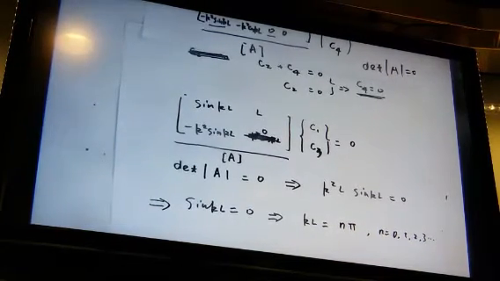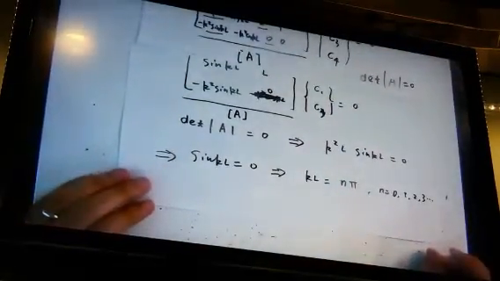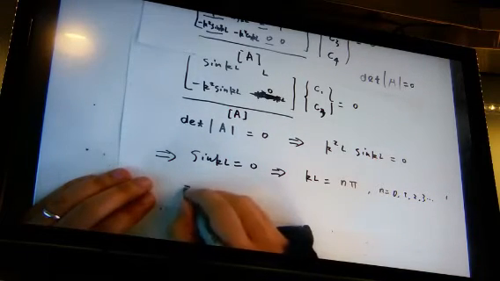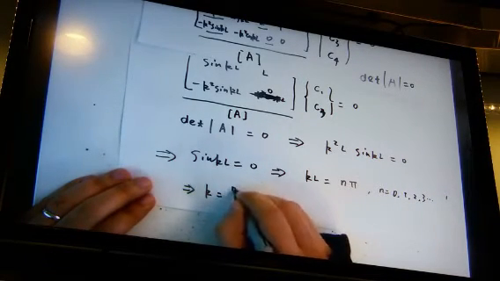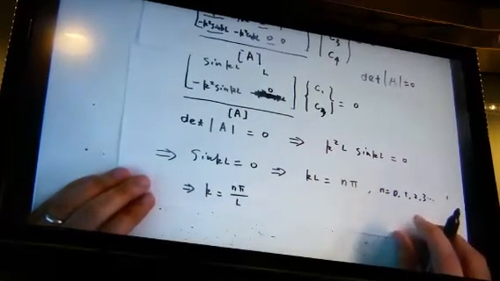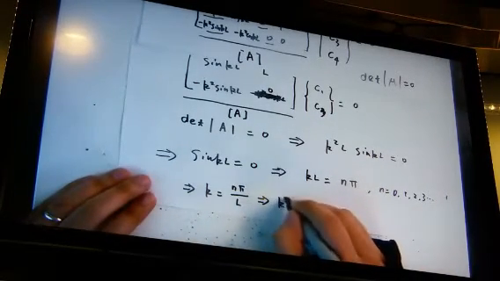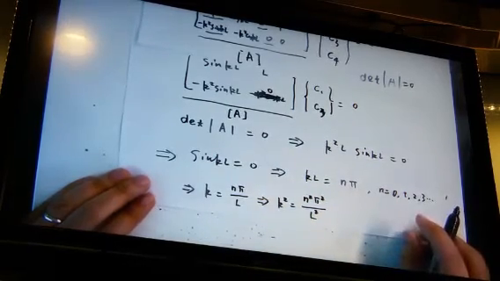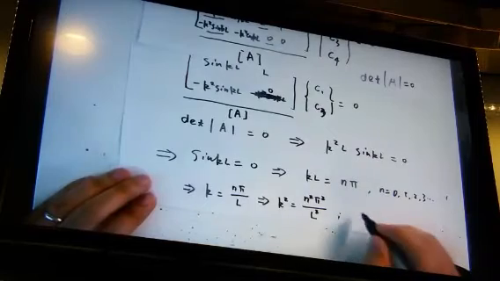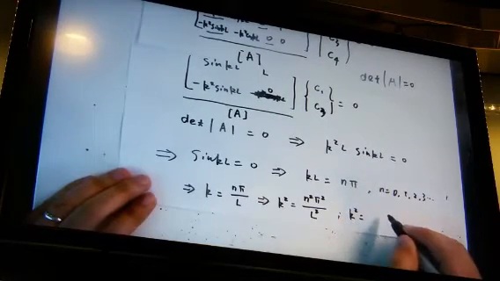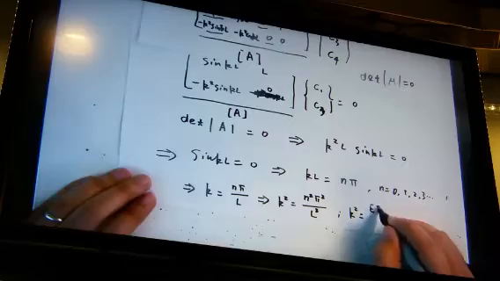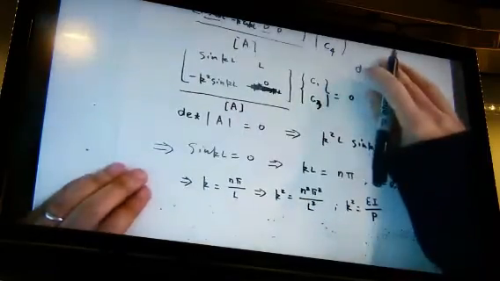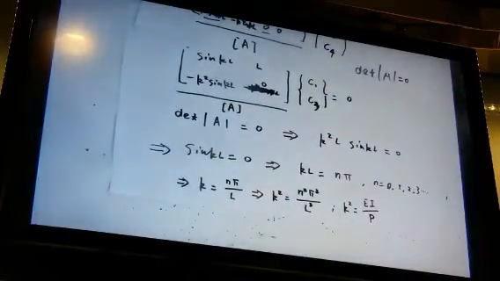This is the final solution we have. KL equals n pi. It's a function of pi, but it's a finite number. So from this, you can derive K equals n pi divided by L, and then K squared equals n squared pi squared divided by L squared. Right? But from the very beginning, you already defined K squared. It's EI divided by P. Right? So this is a definition.